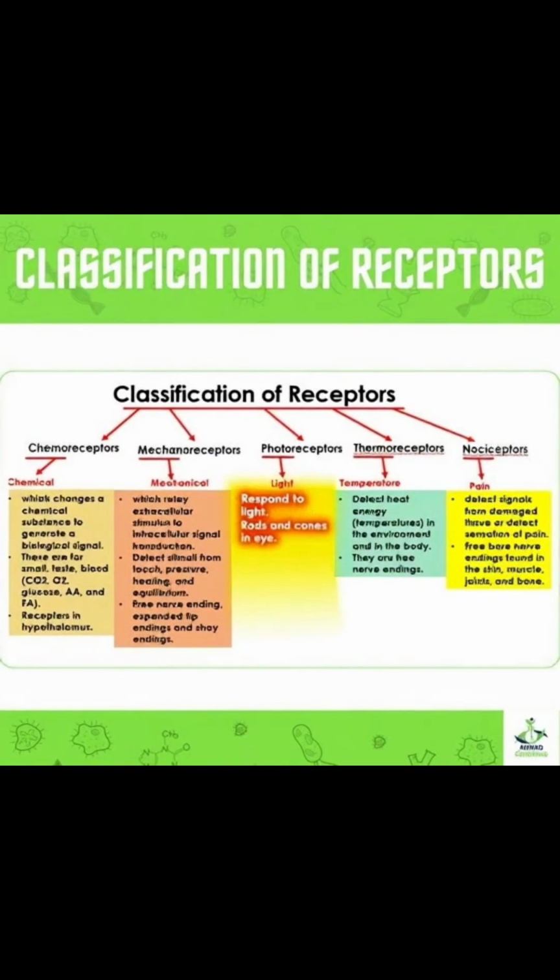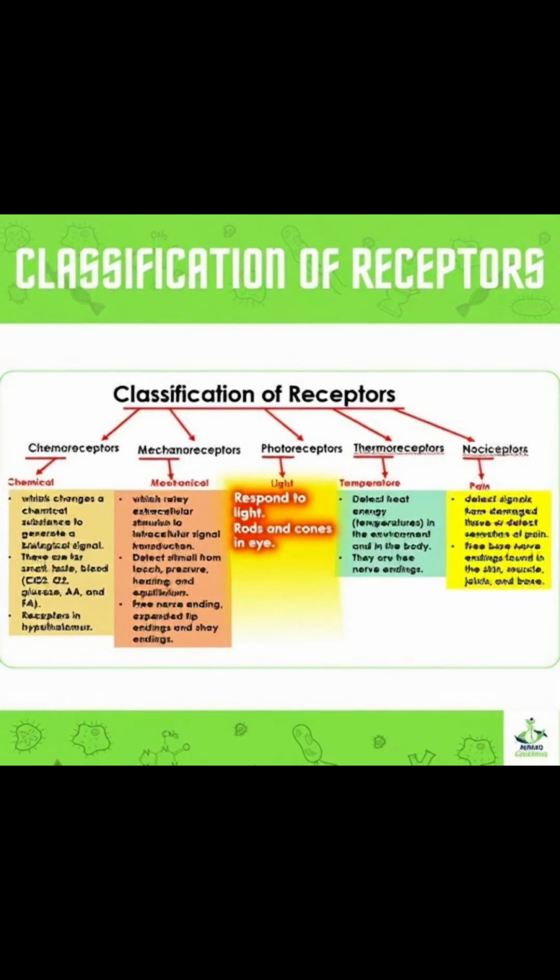Receptors are the parts of the body which receive the changes that take place in our environment. In the human body there are many types of receptors which perform different functions. First one is photoreceptors. Photoreceptors perceive light, that is, eyes.